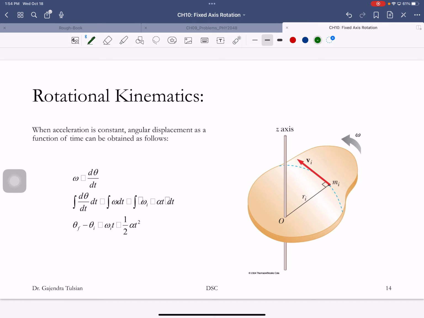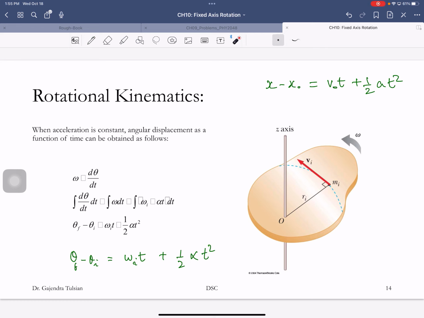Similarly, for linear motion, you had x minus x naught equal to v naught t plus 1/2 a t squared. The parallel of that is theta final minus theta initial equals initial angular velocity times t plus 1/2 alpha t squared. The exact same formula. Again, this equation was valid when acceleration was constant, so this gave you the linear displacement as a function of time, or position as a function of time. Similarly, this is giving you the angular position as a function of time. Again, when are these valid? When acceleration is constant.